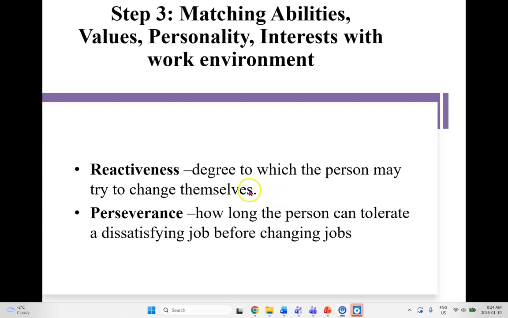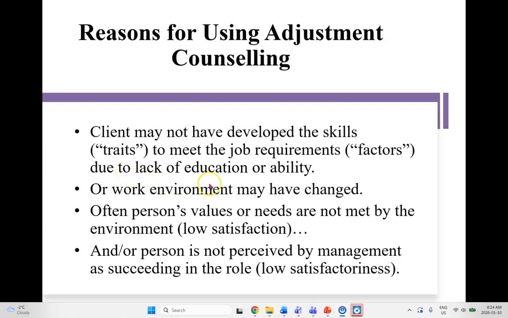Reactiveness refers to the degree to which the person may try to change themselves. Again, putting in earplugs is not exactly changing your personality, but it is changing your reactiveness to that noisy environment. And then perseverance refers to how long the person can tolerate a dissatisfying job before making changes. So after some time in the job, the person might start to think, I just didn't realize how noisy it was going to be working in this environment, and I need to look for another option. It's just too much for me.